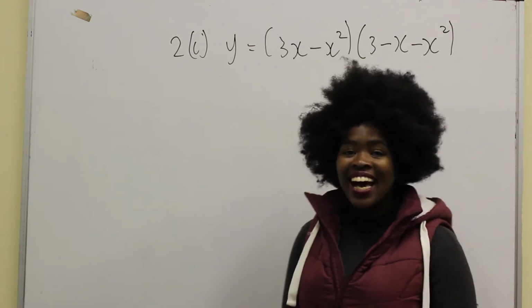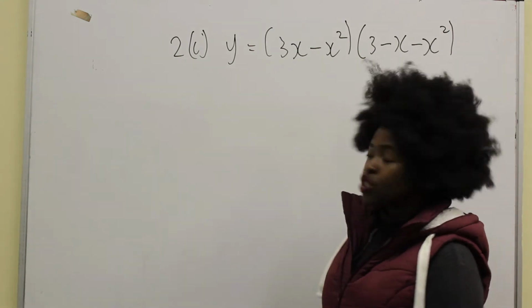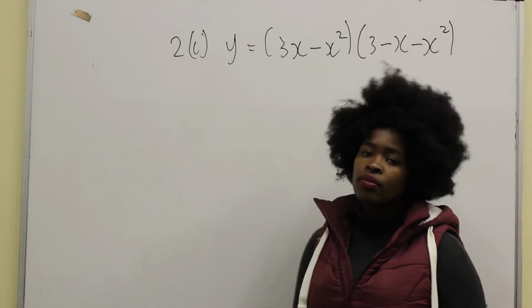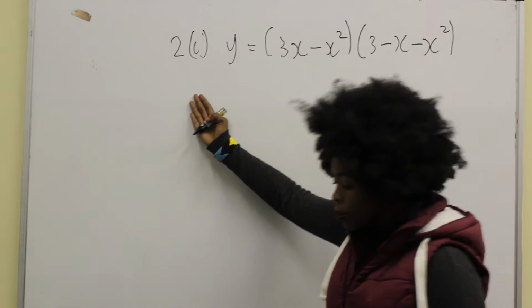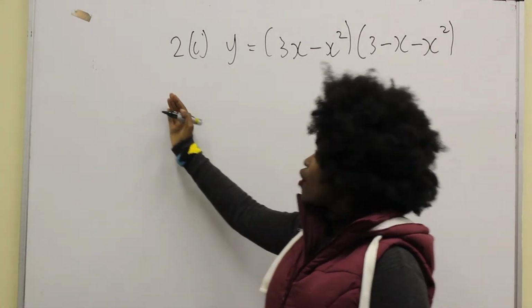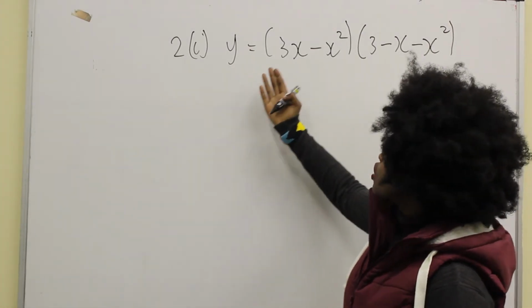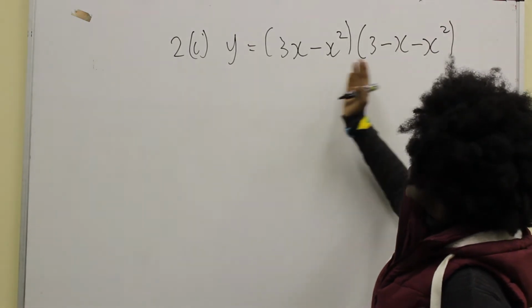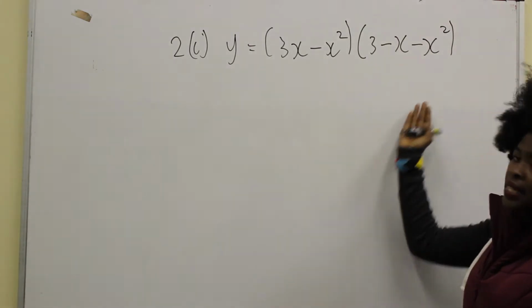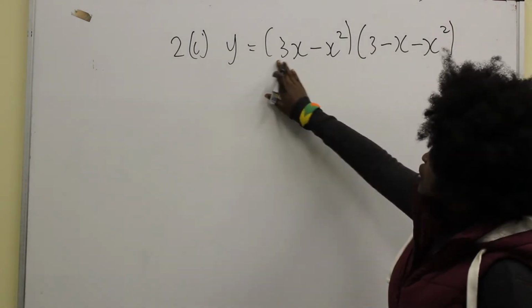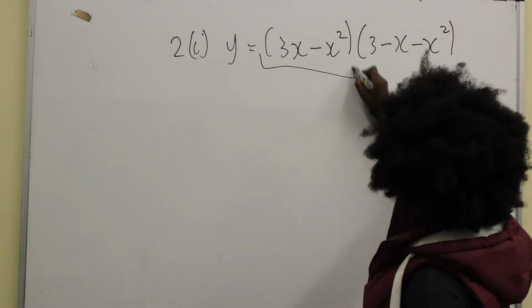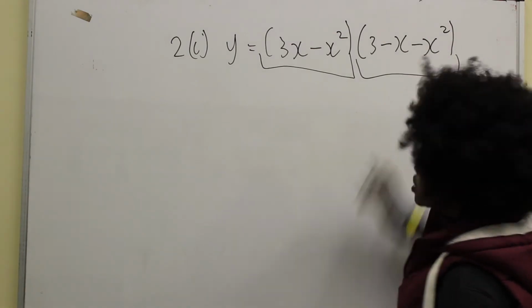Differentiation exercise on page 173. We have y equals (3x minus x squared)(3 minus x minus x squared). When I look at this, I see two functions, the first function and the second function.